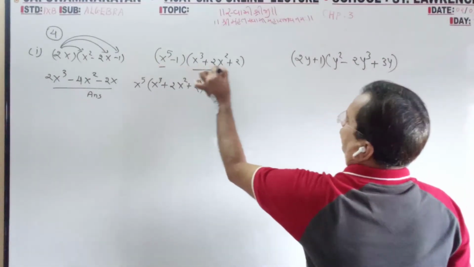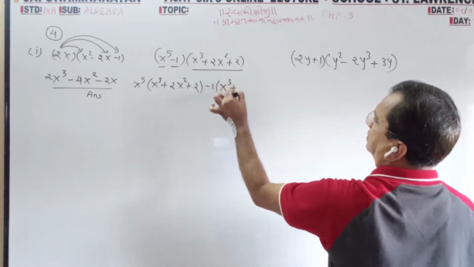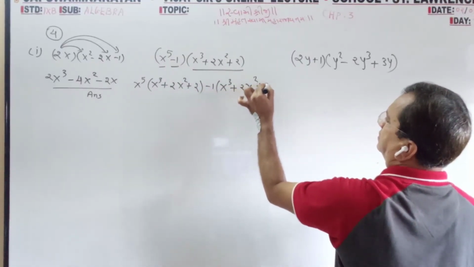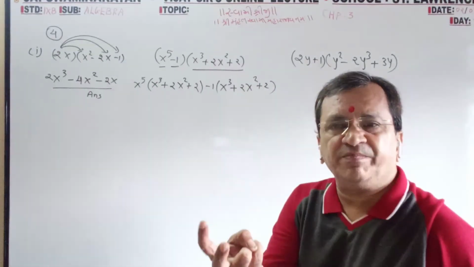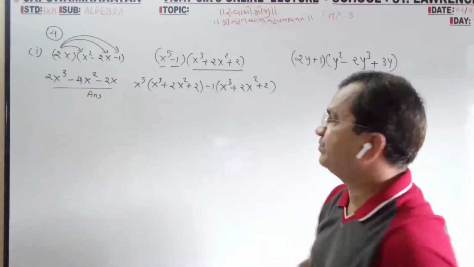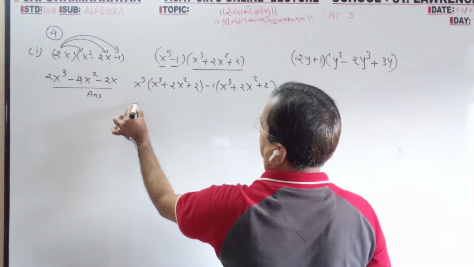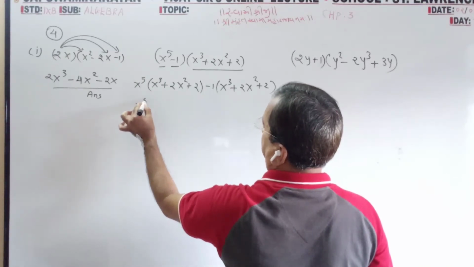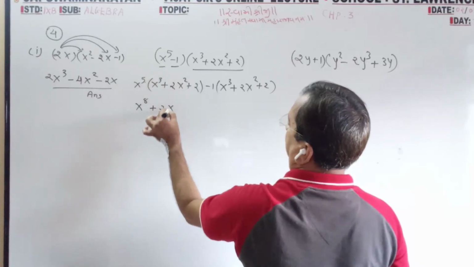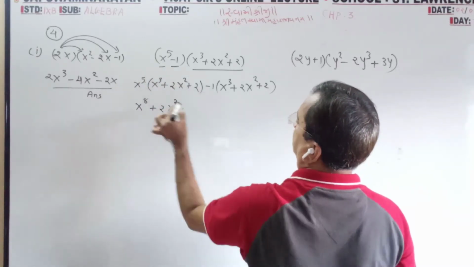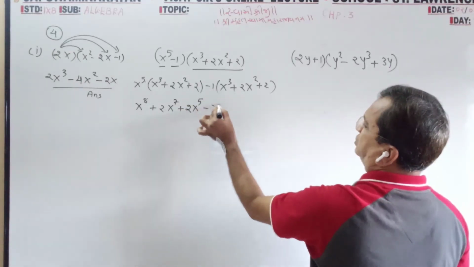First term into full bracket, minus 1 into full bracket. Now this into this. So in a product form, power you have to add. So 5 plus 3, 8. 2 ones are 2. 5 plus 2, 7. 2 ones are 2. X raised to 5. Now with minus, so just change the sign.